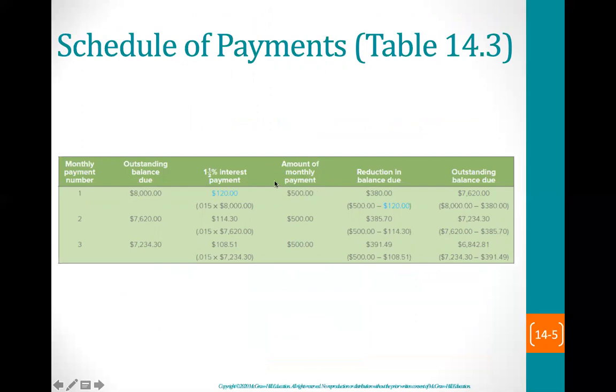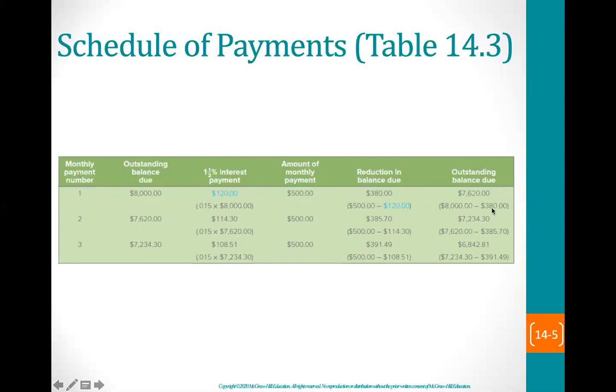So we calculate the amount of interest. Her $8,000 balance outstanding, you have to pay 1.5% interest each month because it's an 18% annual rate. So she's got to pay $120 towards interest out of that $500. The other $380 goes towards her balance. So she made a $500 payment, but her balance is only reduced by $380.